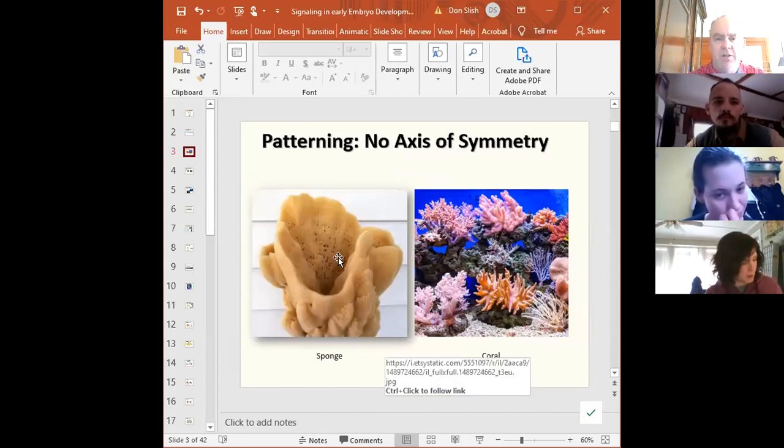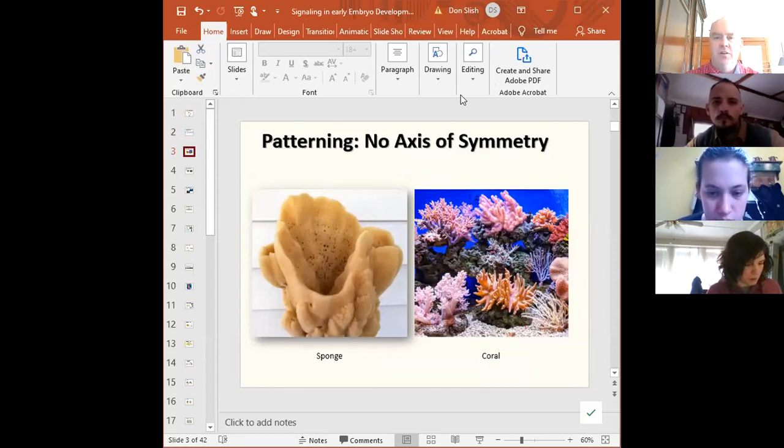Look at a sponge, doesn't have any axis of symmetry. It's just, let's see, I could come up with this. Thank you, Christy, for not coming up with a smart ass comment. Thank you. Although I know you could.